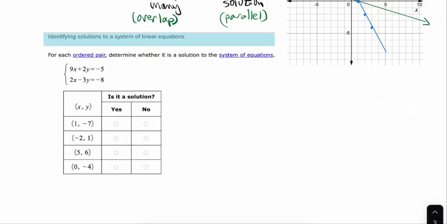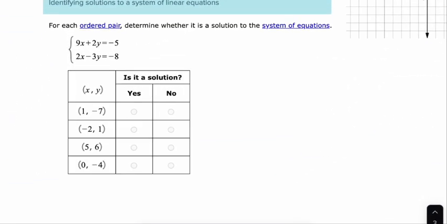Okay. So a solution to a system of equations is a point that works everywhere. So if we say, is it a solution, and you're picking yes and no, let me show you what you're going to do. Let me write down my equations. I'm going to write them left and right so I can just check them together.